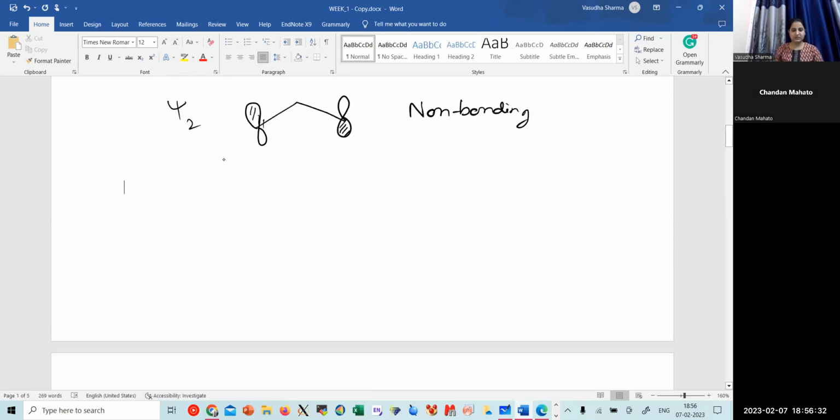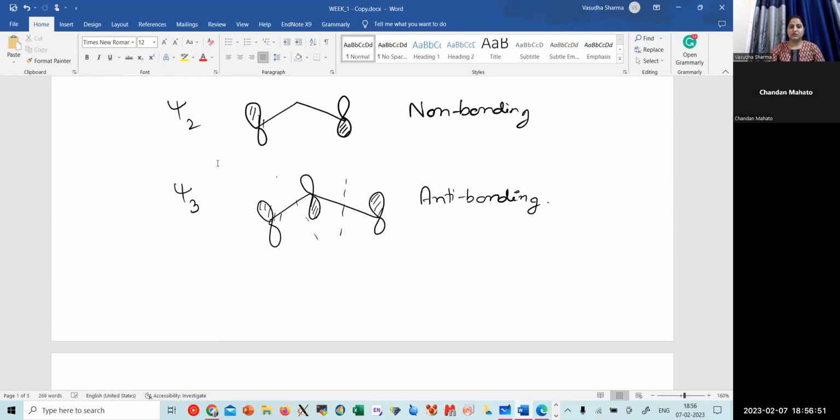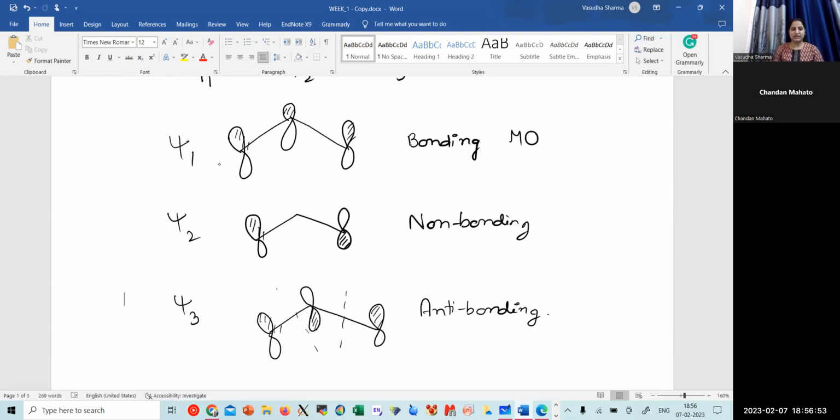And Psi3 is your anti-bonding. So this is positive, and this is positive. One node here, other node here. So this is anti-bond. Okay. So when Psi1 gives electron to metal, that will form a sigma interaction.